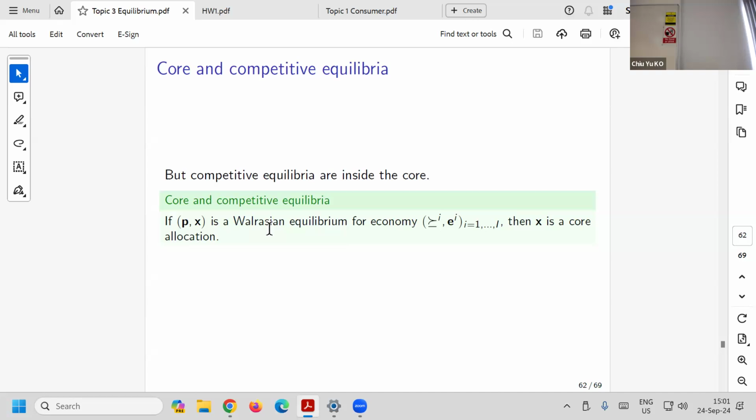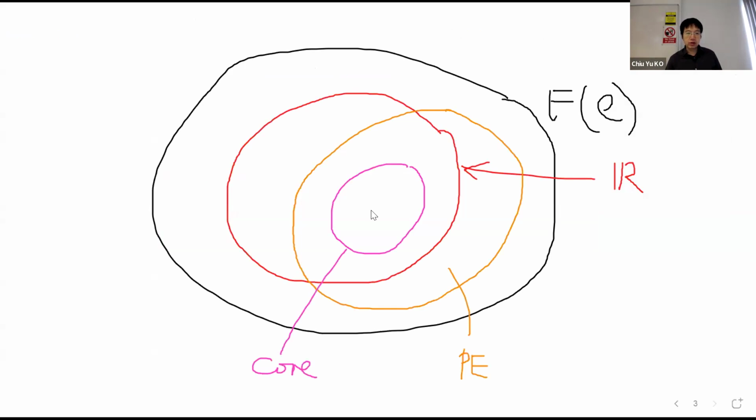The core can be very big, right? It turns out, yes, the Walrasian equilibrium turns out to be part of the core. So basically, what we expect is this. It's like the first welfare theorem. We figure out that the Walrasian equilibrium is actually here. This is more like the first welfare theorem, right?